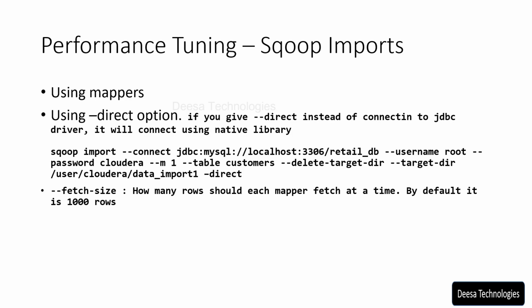For imports we use mappers, right? If you use one mapper, one thread will be created, and it has to do all the job by itself. So use more mappers wherever possible, so that the data will be split across multiple mappers and your job will be executed faster. But make sure that your database is able to accept those mappers, because we have discussed this previously.